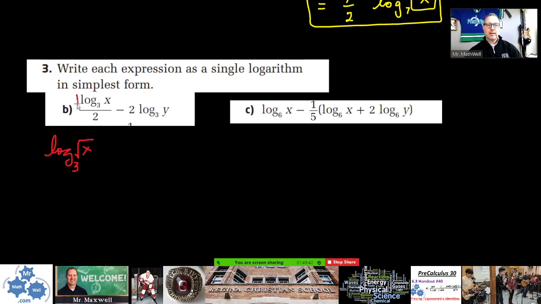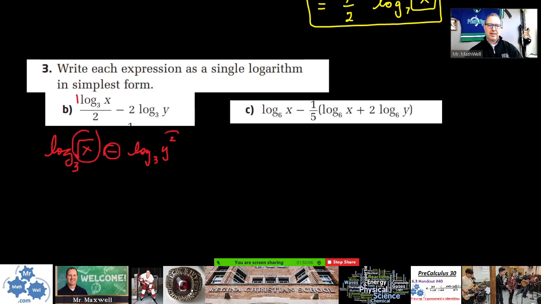All right, so you see how we got there? See how we got there? The 1/2 came up as an exponent. X to the 1/2 is root x. Okay, minus. Now I'm going to put this 2 as an exponent on the y, because that's one of my rules, one of my laws. Y squared, base 3.